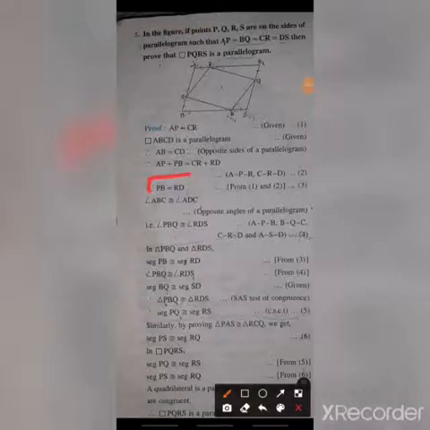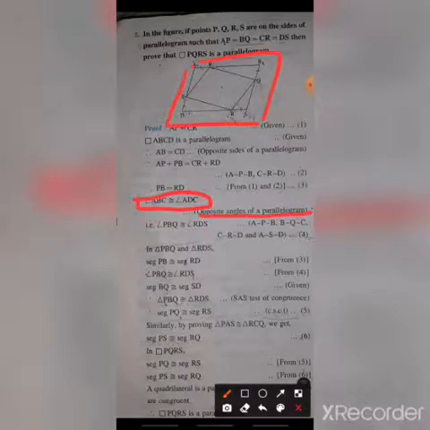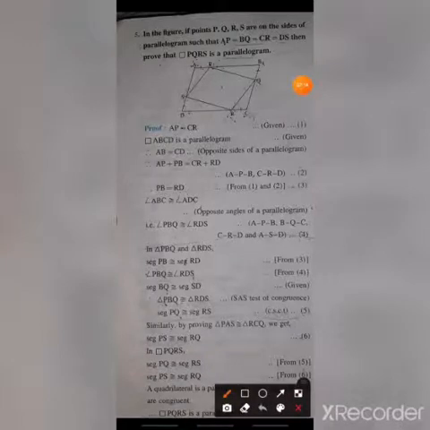PB, just because of this, PB is equal to RD. Here we can prove PB is equal to RD. Then angle ABC and ADC are also congruent. Angle ABC and ADC is congruent. The reason is opposite angles of a parallelogram are congruent.